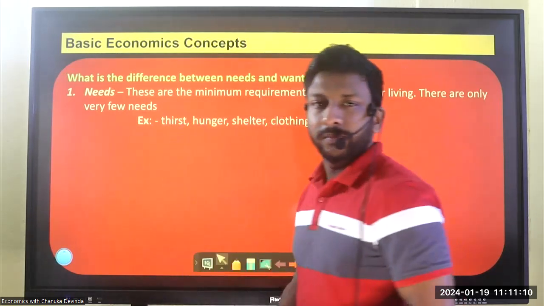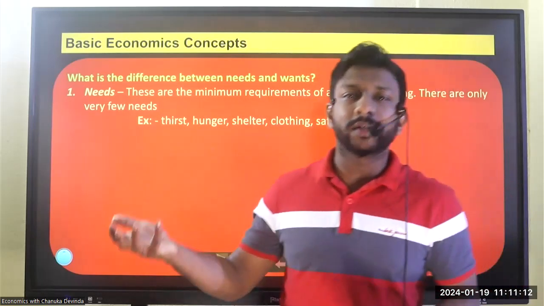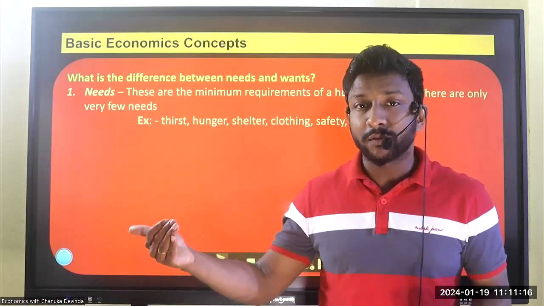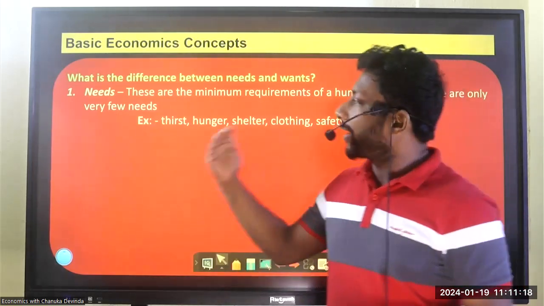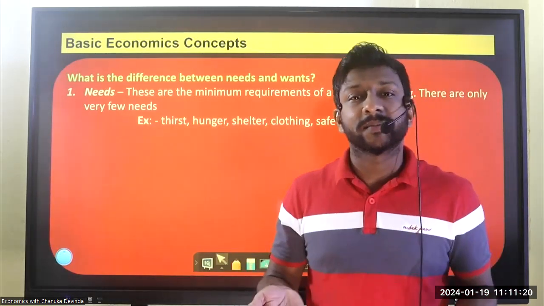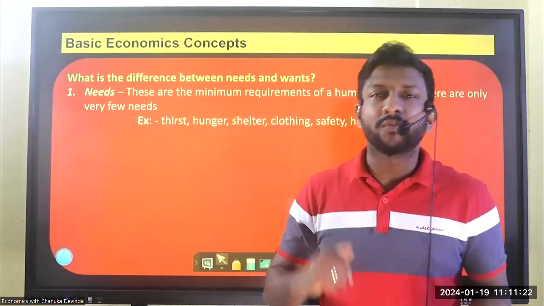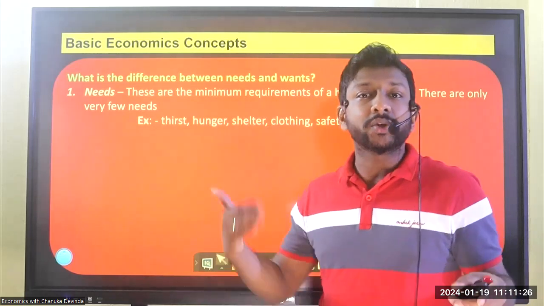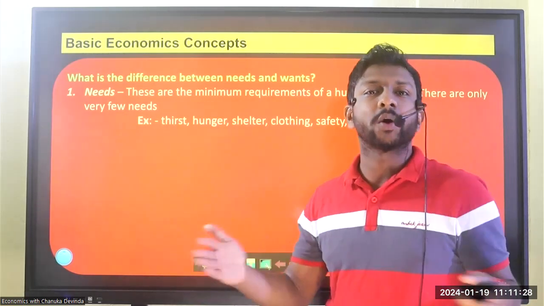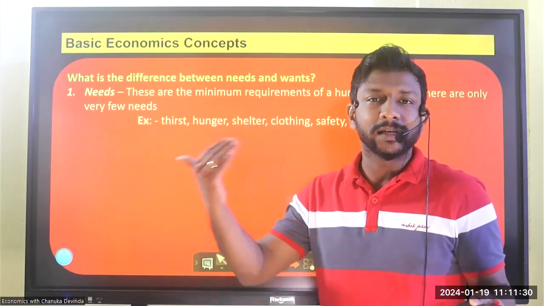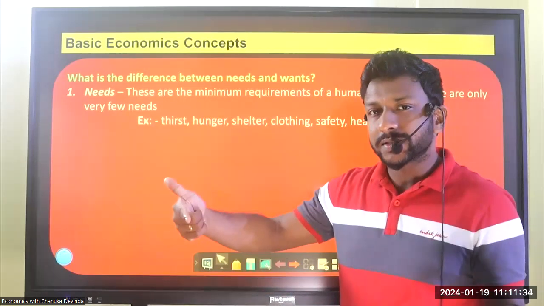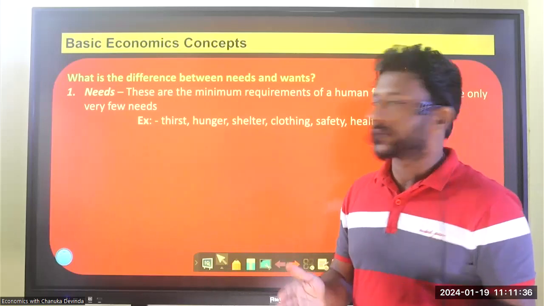Thirst. For thirst, we can drink water. That's an option, so it can be identified as a want. For hunger, we can eat rice. That is a want. For shelter, we can build a two-story house or a single-story house. That's a want. Shelter is a need. The want is the house.